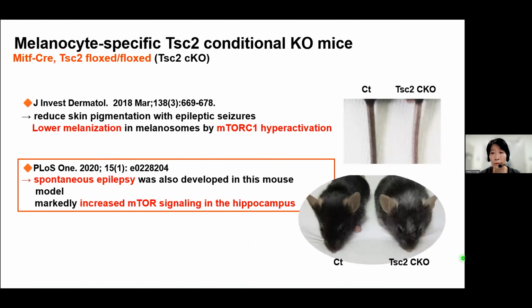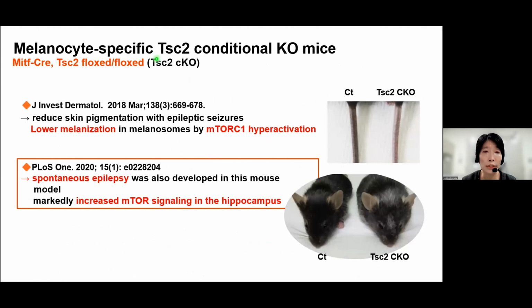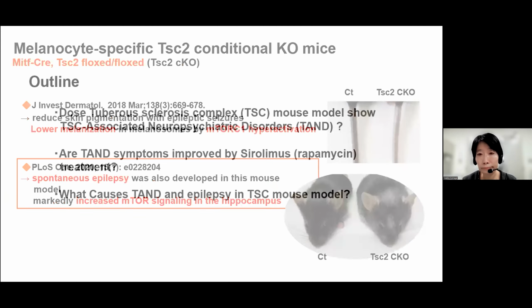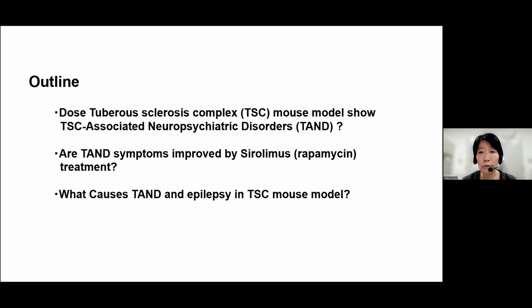We have already created TSC2 conditional knockout mice with Mit Koike mice. We call these mice TSC2 cKO mice, and we found that these mice exhibited spontaneous epilepsy. Therefore, we analyzed whether these TSC2 cKO mice show TAND symptoms, and then we found one of the causes of TAND and epilepsy.